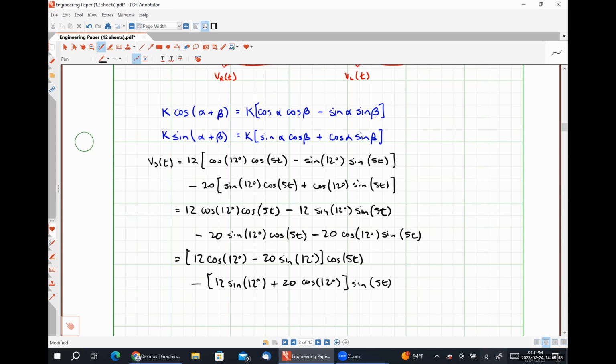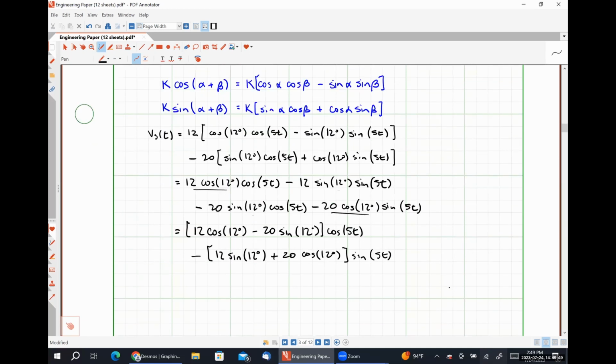So 12 cosine 12 degrees should have a positive sign. That's from this part right here. Then I should have negative 20 sine 12 degrees from this part right here. So that checks out. I'll have negative 12 sine 12 degrees times sine 5t from this guy right here. And then this term, because it's also negative, I just pulled that negative sign out and added these up as two positive quantities. All right, so it seems like everything's going okay thus far.